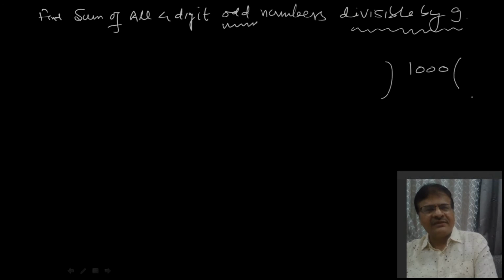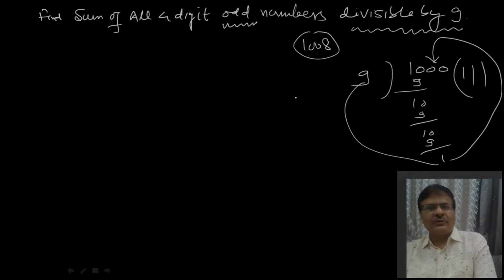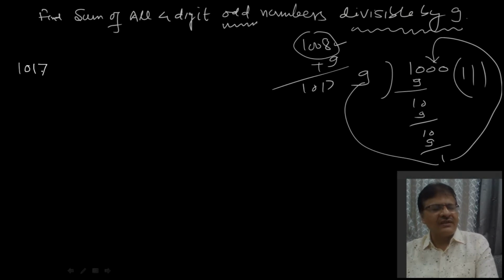Again apply the same funda, dividing by 9. 9 times 1 is 9, 1 0, and so on; the remainder is 1. So 9 minus 1 is 8. Add 8 to 1000, so that is 1008, my first number. The problem is this is an even number, and I require an odd number. So again add 9, and I get 1017. So the first number is 1017.